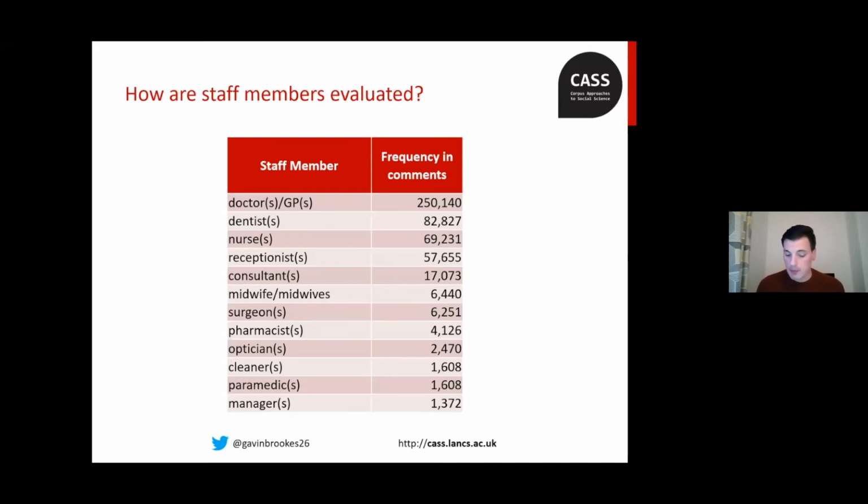So this table simply shows the frequencies of words denoting different types of staff member. We merged the singular and plural forms, and we also combined references to GPs and doctors. You can see from this that doctors get mentioned much more than anyone else, then dentists mentioned second most, followed by nurses, receptionists, and so on. And the NHS were interested in how these different types of staff were evaluated and whether they tended to attract more positive or negative evaluation from patients.